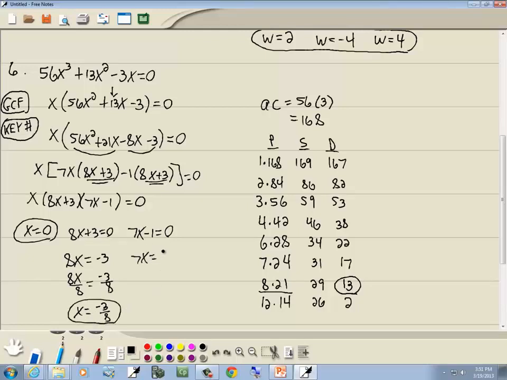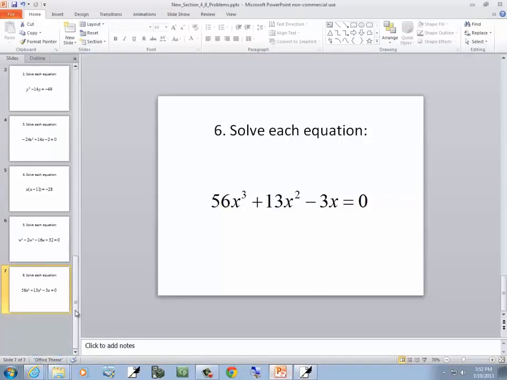Here, take the negative 1 over, becomes a positive 1. Divide both sides by 7. And we get x is equal to 1/7. And those are our three answers. And I believe that's the end of that section. Yes.